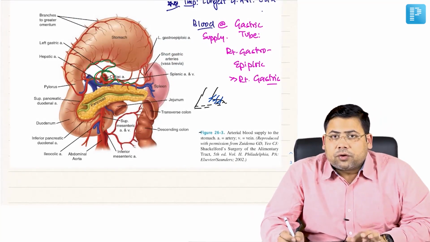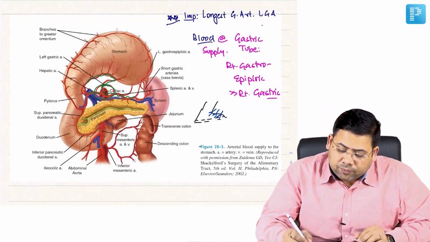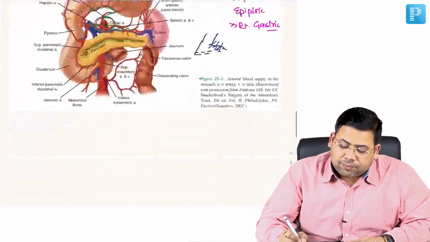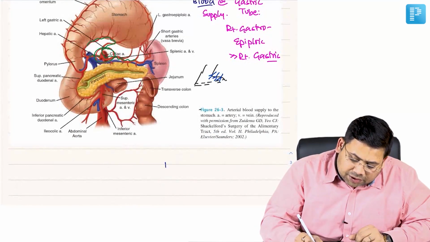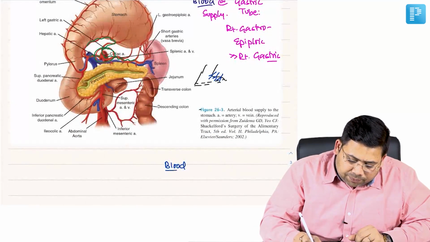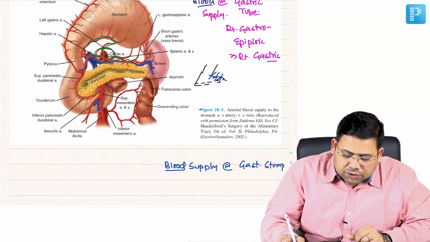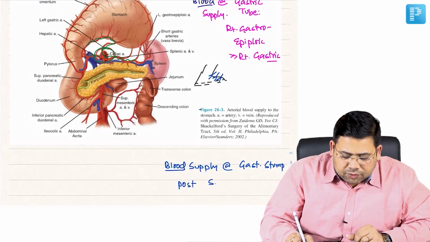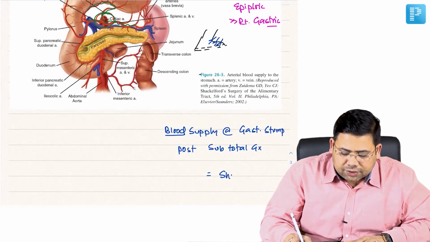So there are three important questions as far as blood supply is concerned: the longest, the blood supply of the gastric tube, and the blood supply of the gastric stump post subtotal gastrectomy. The answer is short gastric.